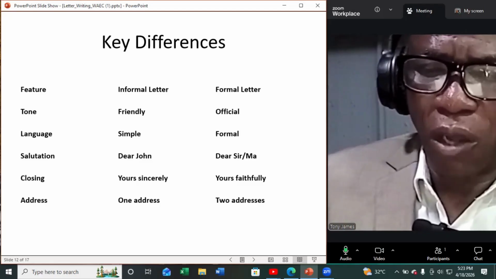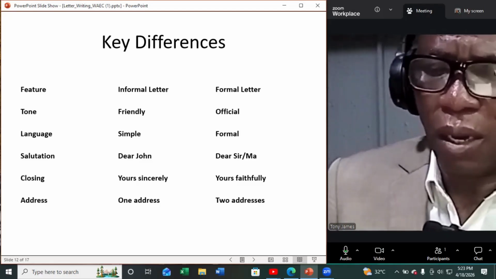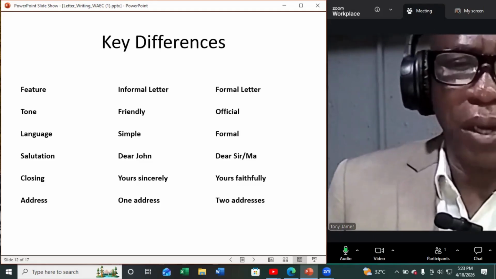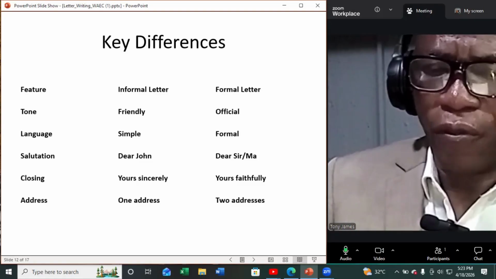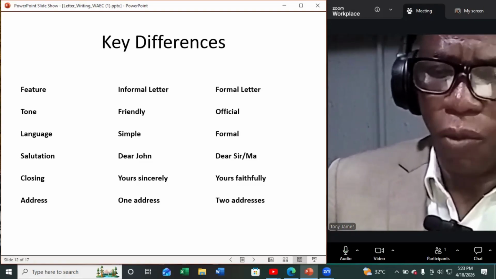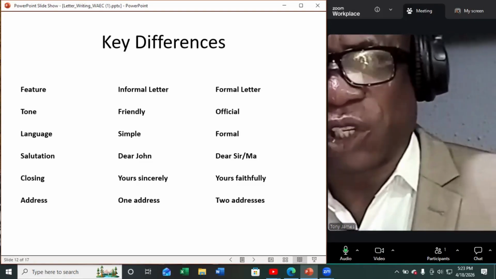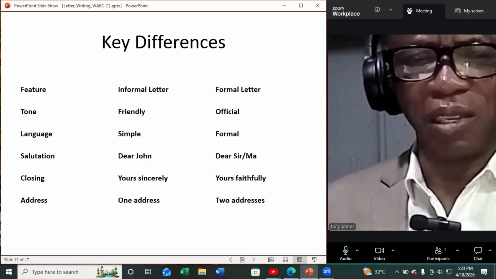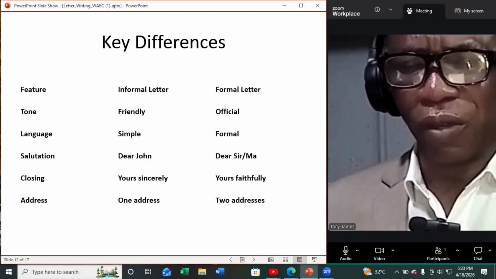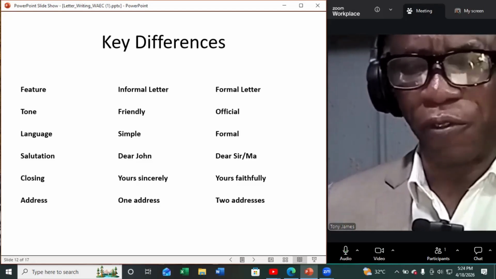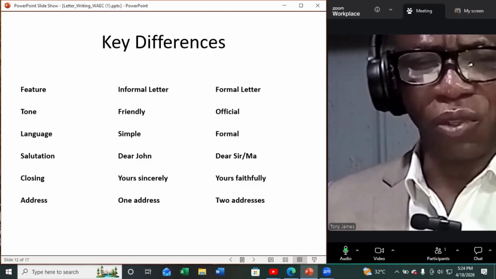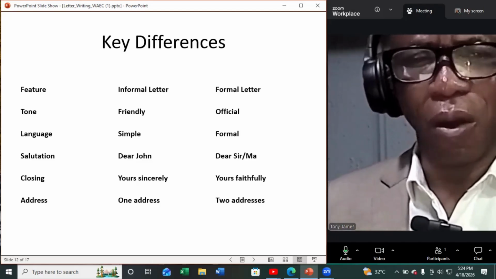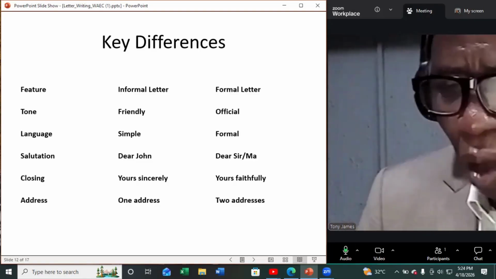As we said, the features have to be informal when it is an informal letter, while the features of formal letters are formal. Now, let's talk about the tone. The tone of an informal letter is friendly, while the tone of a formal letter is official. The language of the informal letter is simple, while the language of the formal letter is formal or official. The salutation: under informal letter, the salutation is Dear John, but under formal letter, it is Dear Sir or Dear Ma.